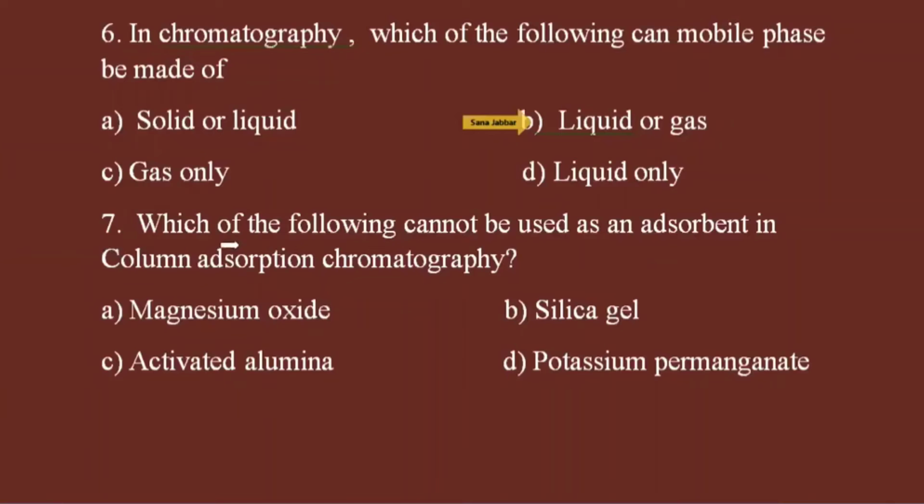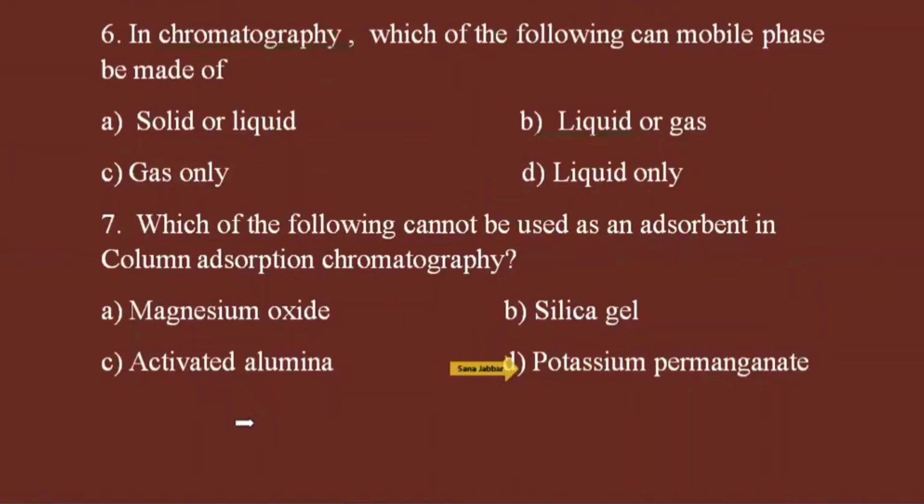Seventh MCQ is, which of the following cannot be used as an adsorbent in column adsorption chromatography? Magnesium oxide, silica gel, activated alumina, potassium permanganate. D option is correct, that is potassium permanganate cannot be used as an adsorbent in column adsorption chromatography. The rest of the three, silica, magnesium oxide and activated alumina, can be used. We can also use starch as an adsorbent in column adsorption.